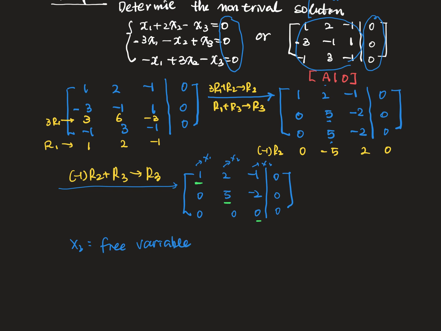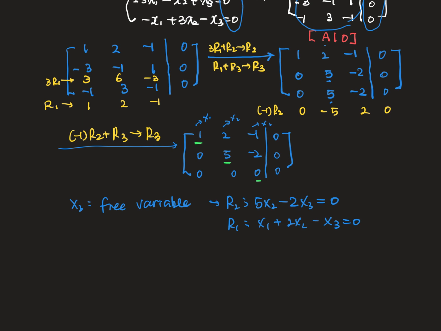Everyone see that? So let's go to the R2. R2 is going to be 5x2 minus 2x3 equals 0. R1 is going to be x1 plus 2x2 minus x3 equals 0. So x3 is going to be the free variable. Let's say x3 is s. So solve for x2, solve for x1, guys. This one is 5x2 equals 2x3, so 5x2 equals 2s, and x2 is 2s over 5.